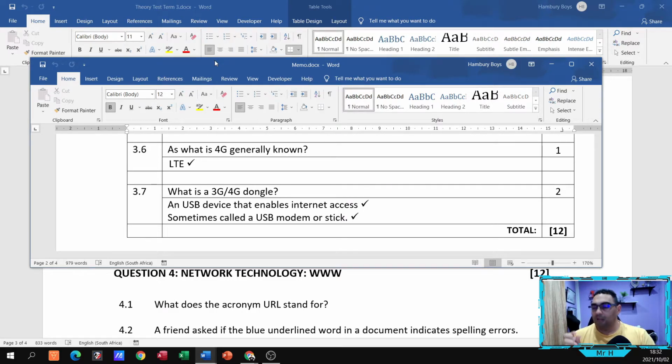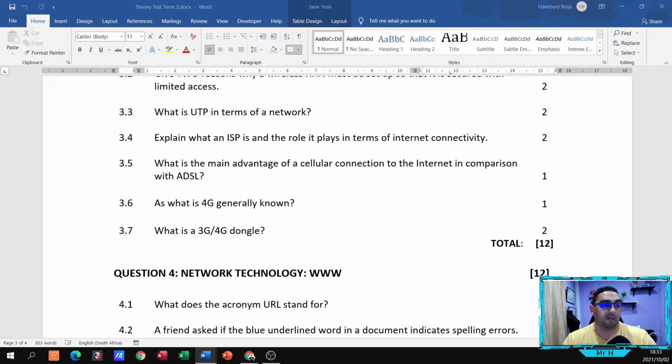Okay, so you'd have a little SIM card inside there as well. So please, I know some of you might not even have been exposed to anything like this, but just be able to understand and explain what it is. Number one, it's a USB device that allows me to connect to the internet, and you could say it's sometimes called a USB modem or stick. Okay, that's how you'll get your 2 marks over there.